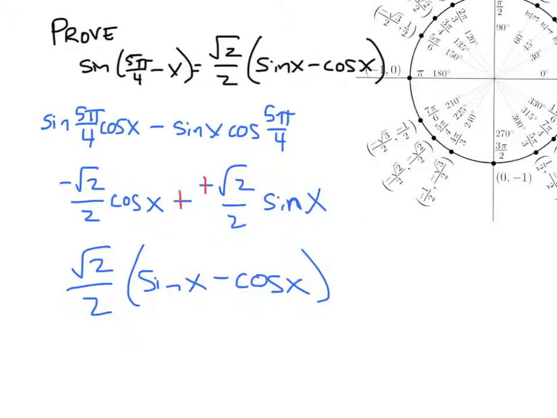And I proved that these two things were equal. But how did you factor the square root of 2 over 2?